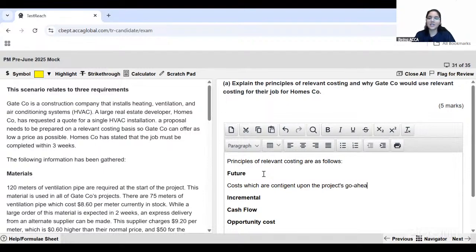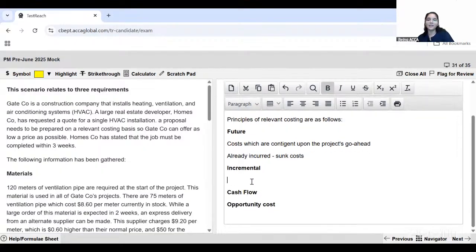So anything which does not relate to the project, that cost should not be taken up. Anything which you have already incurred costs are considered to be sunk costs, and they are never considered to be relevant. Anything which will happen in the future because of taking up the project, only that cost will be considered as relevant. Then the next feature that we have learned is incremental.